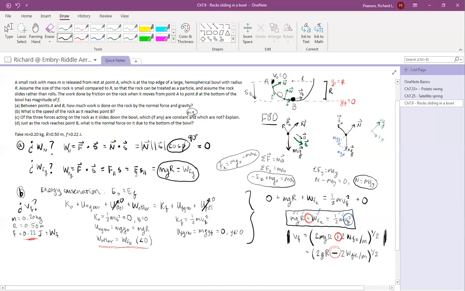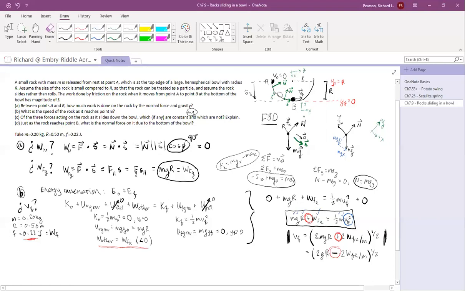But as we go down and move closer and closer to point B, then all of a sudden, the mg has transferred from the x direction to up and down, vertical, in our y direction. And what I'm meaning is that we're changing our coordinate system here a bit. So at the top, we have something that looks like this. And at the bottom, we have something that looks like this. All right, so we're analyzing everything as the rock is moving down and around the sphere.